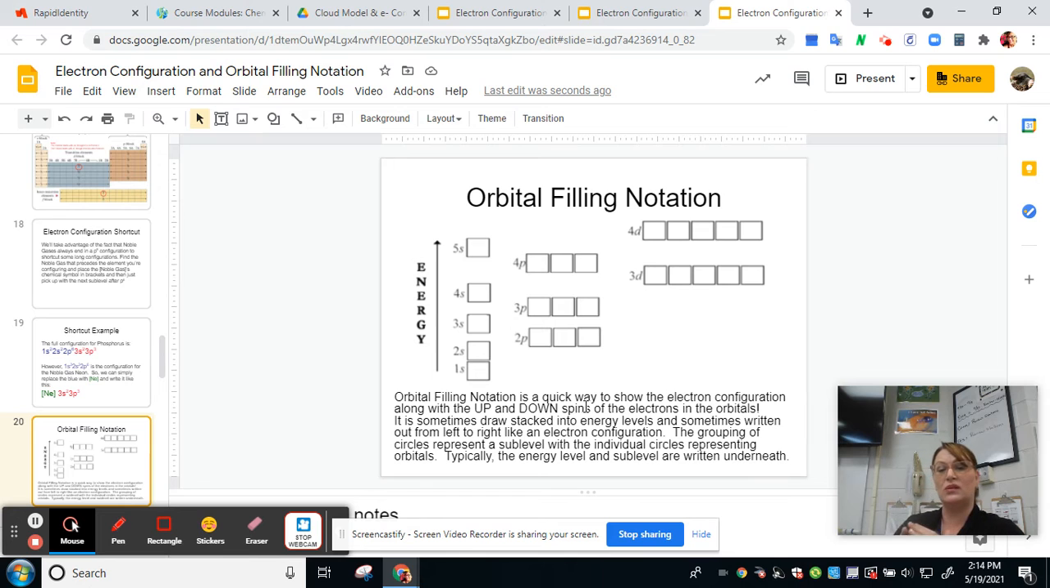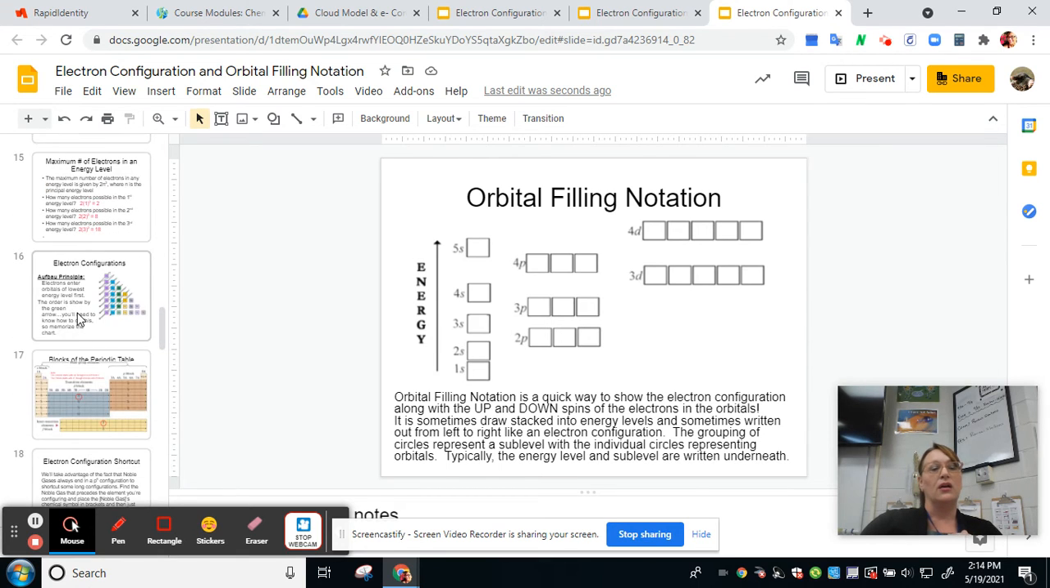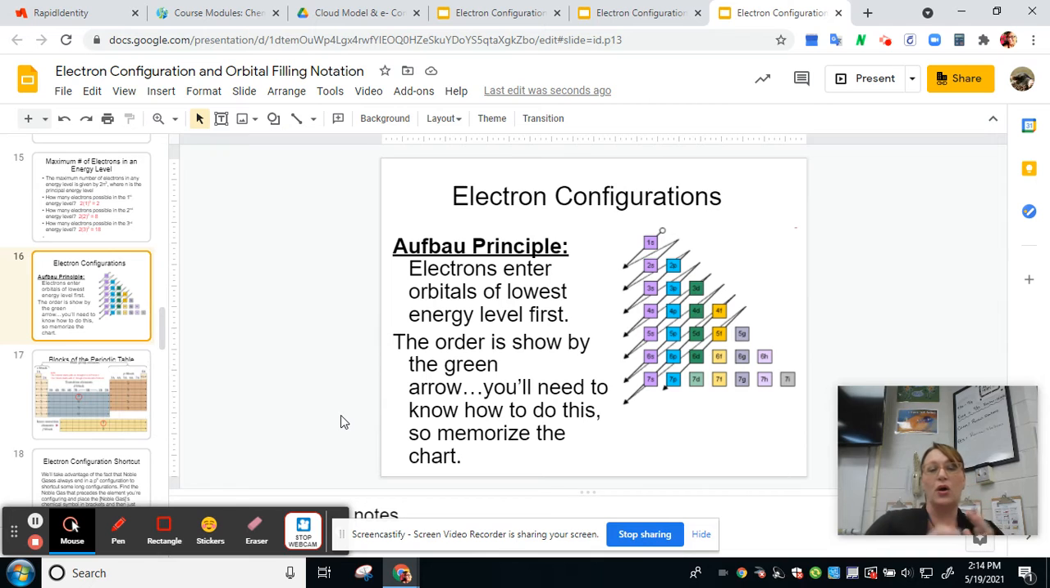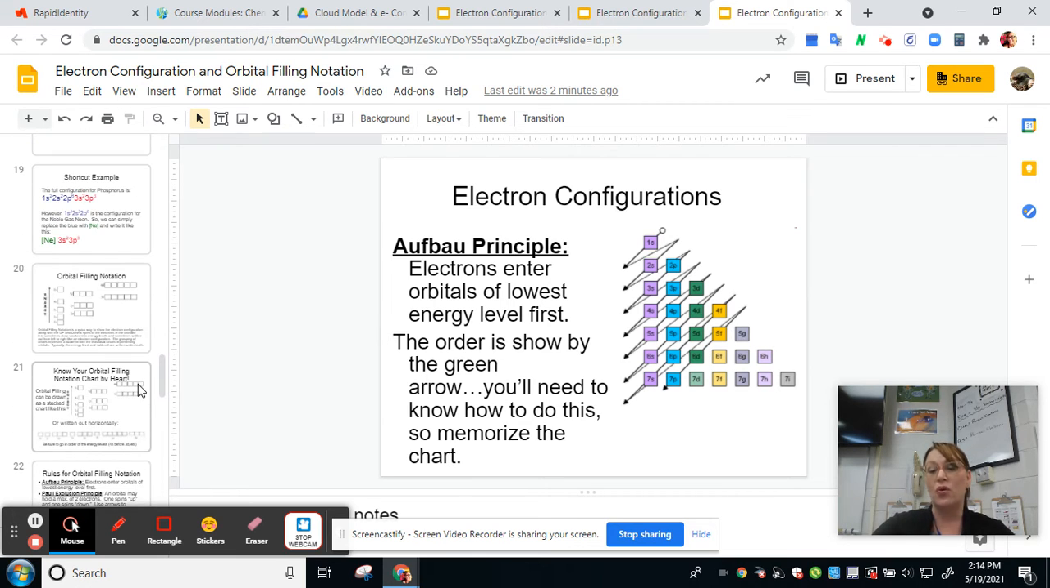Now, there are some rules for orbital filling. The first one I've already taught you, which is the Aufbau rule. We saw it, but we didn't mention it. The Aufbau rule says that electrons have to enter the lowest energy level first. That would start with the 1s sublevel, then the 2s, then the 2p, then the 3s, the 3p, the 4s, the 3d, and the 4p. Basically, that means I have to follow this diagonal line. You'll need to know that order, the order of the sublevels. So teach yourself how to make this chart and draw the diagonals, or just memorize the order of the sublevels.